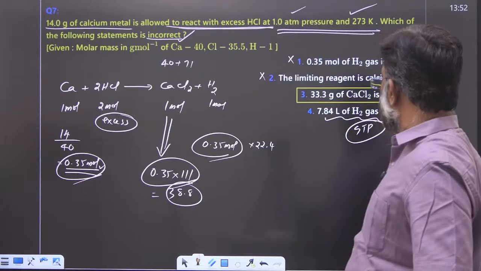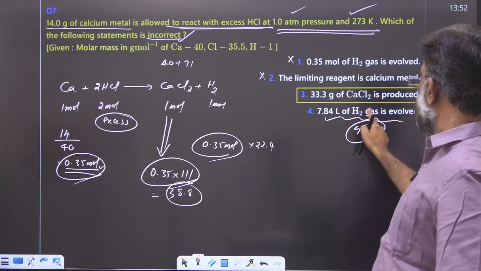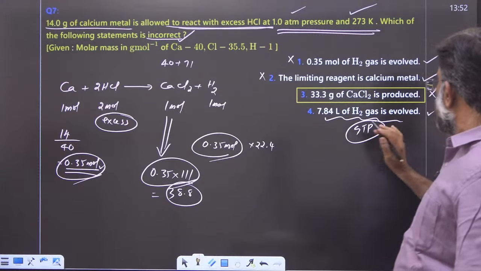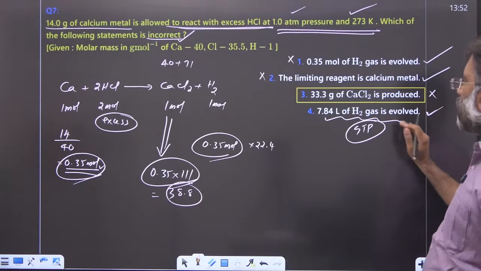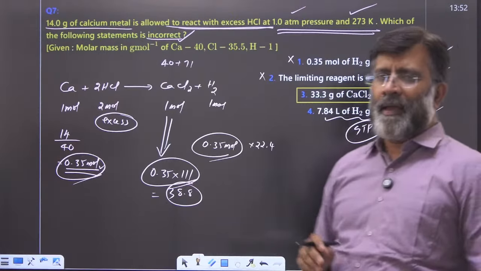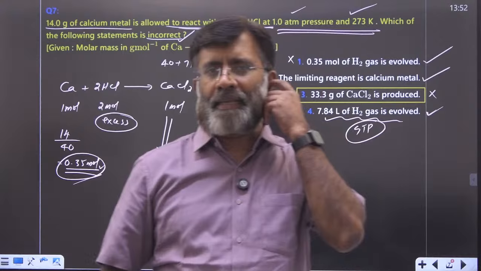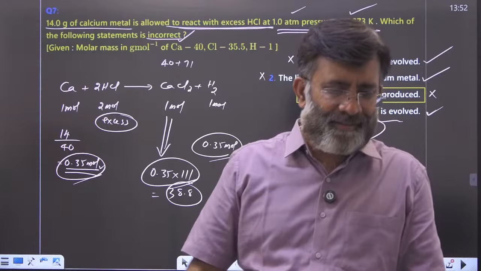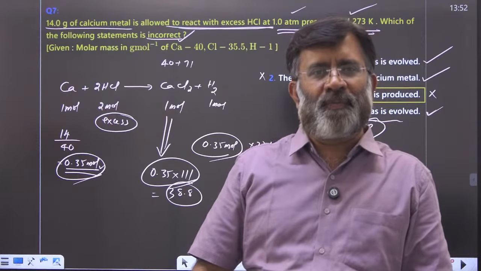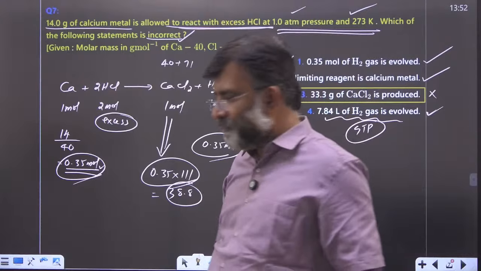So no problem. 7.84 liter hydrogen gas is evolved. Enough, no need to comment on STP. So options 1, 2, 4 are correct. Option 3 is wrong, and the data is not matching with the stoichiometry. Okay. Let's go to the next question.